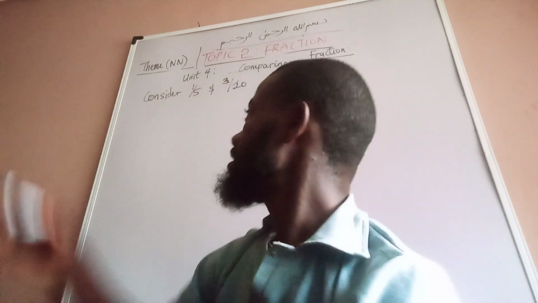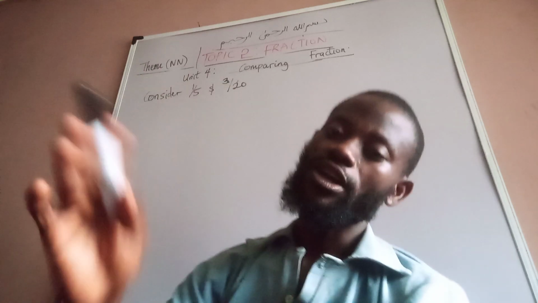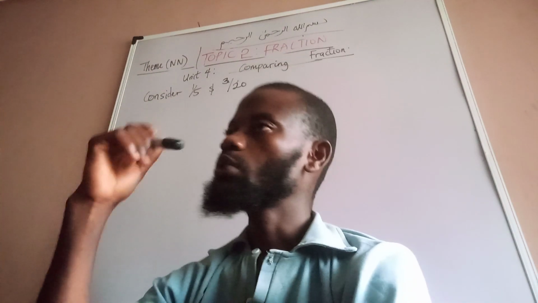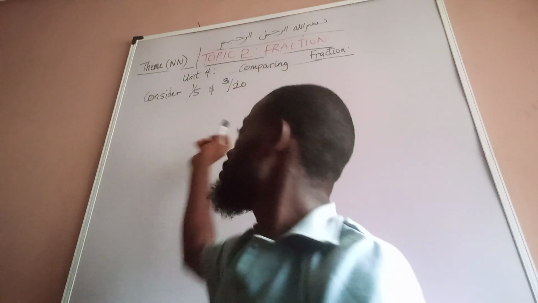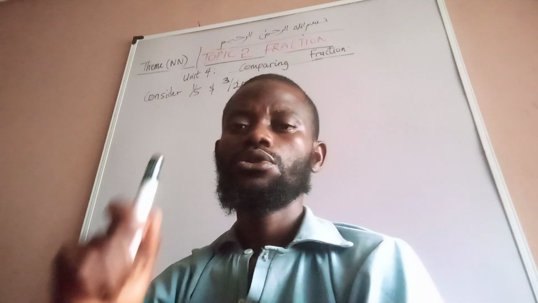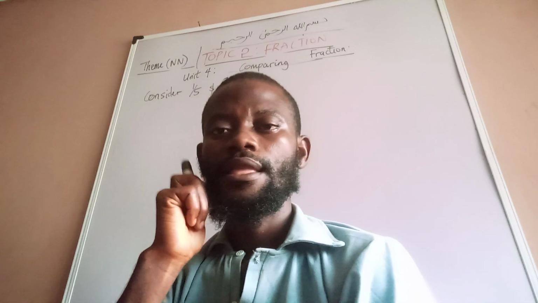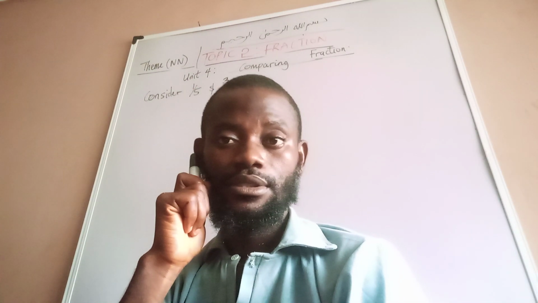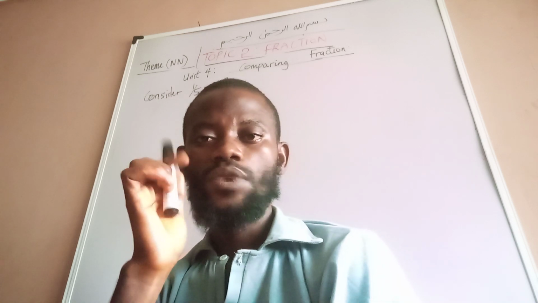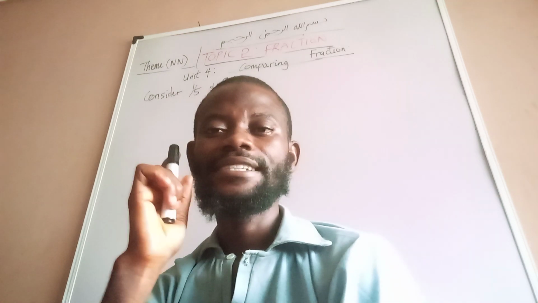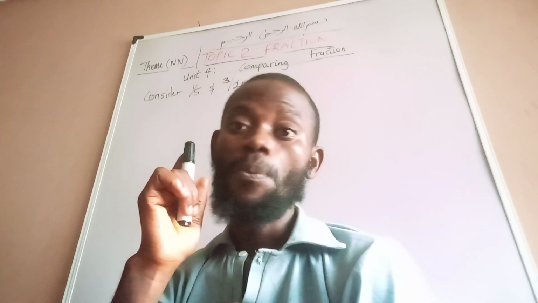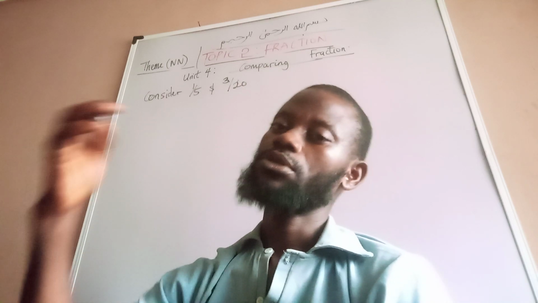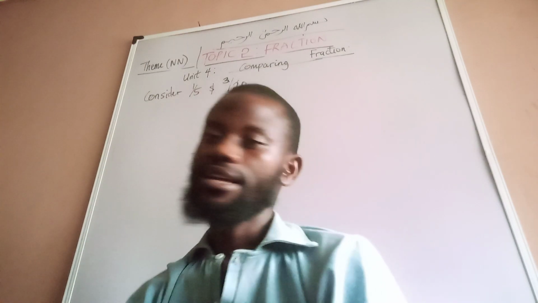But for now, in this kind of situation where you are comparing two fractions, you need to find a means of equating their denominators. Think critically of the one that has the lowest denominator and find a whole number to multiply it such that the denominator will be equal to the denominator of the highest one. I don't know if you are getting me.